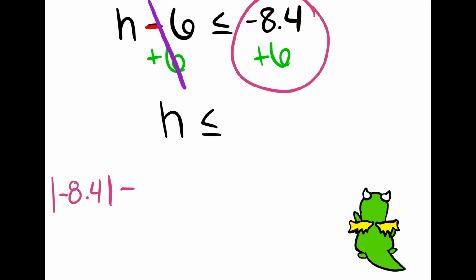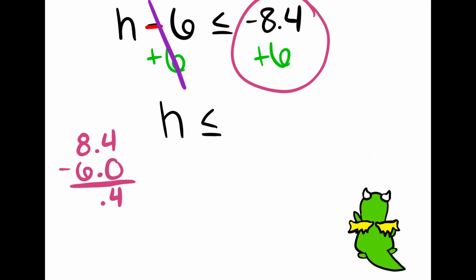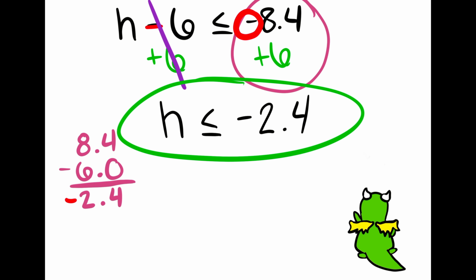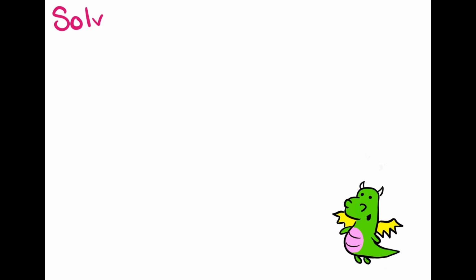The absolute value of -8.4 is positive 8.4. 8.4 minus 6 is 2.4. We put back our negative, and we get h is less than or equal to -2.4. That's all for solving inequalities with addition and subtraction.